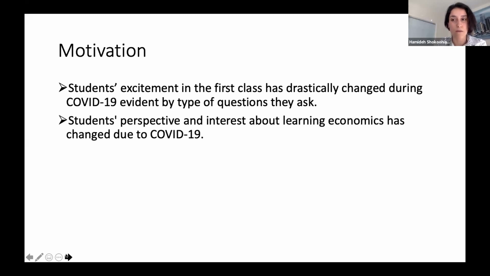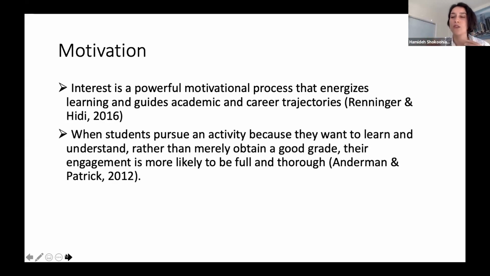So now, if you accept that COVID has impacted the students' interest and excitement about the economics courses, there is a huge line of research that tells us that we need to take advantage of this situation. We need to turn this situation into a golden situation to facilitate the students' learning, because we all know most of the time the main difficulty that we have is that the students are not interested enough in the course and in the subject.